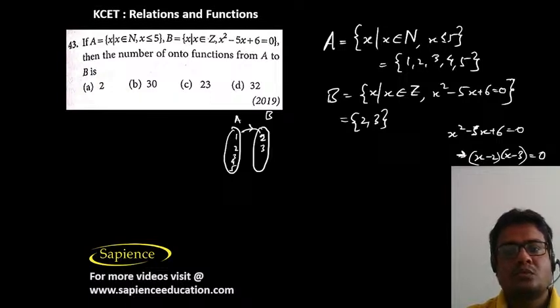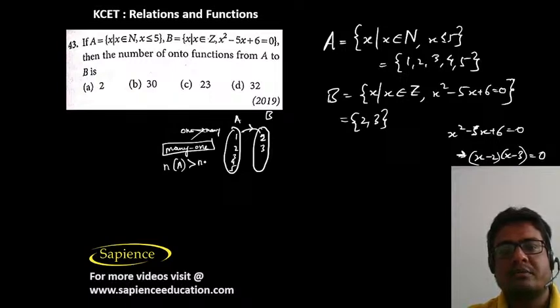So 2 can be the image of 1 or 2. A one to many relation is not a function. So we should actually have a many to one function. Since the number of elements in A is more than the elements in B, we have to have a many to one function so as to be onto.